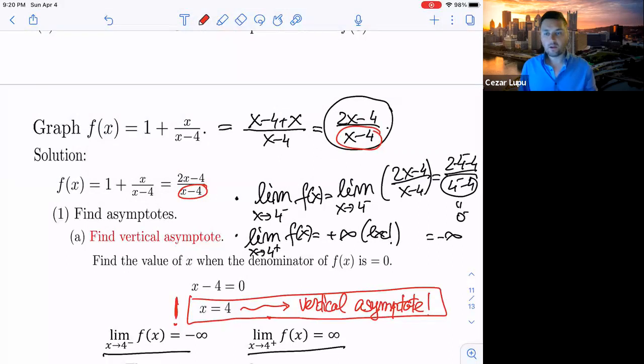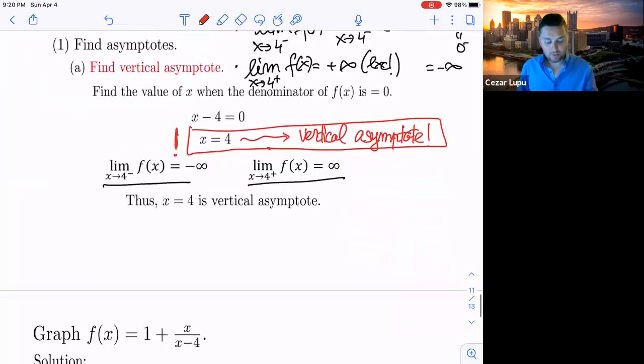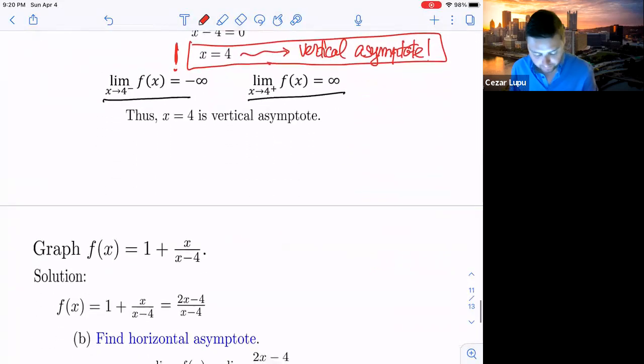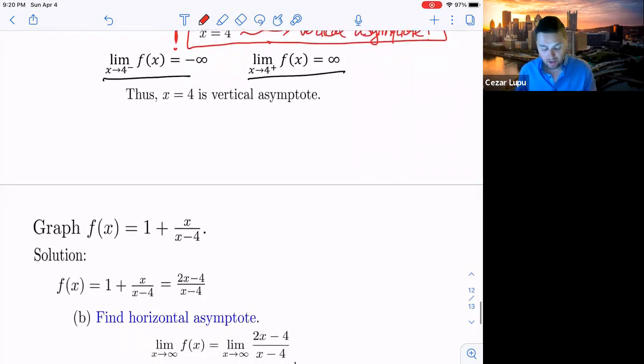All right, now let's go for the horizontal asymptote. In the case of the vertical asymptote, we needed to see where the denominator of f is 0. Now, in the case of the horizontal asymptote, we need to take the limit as x approaches infinity of f. In other words, we need to take the limit as x approaches infinity of (2x minus 4) over (x minus 4).